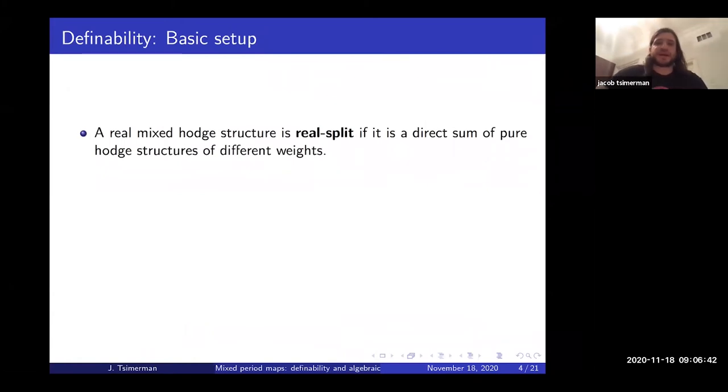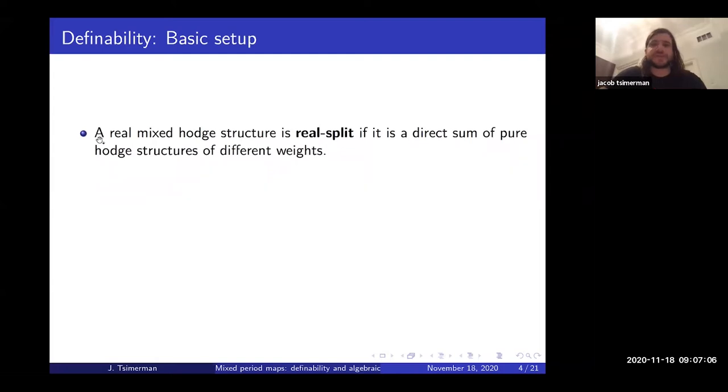Okay, so what I want to do now is describe the moduli space of mixed Hodge structures a little bit, sort of break it down into how it looks, and this will in turn lead us to describing the definable structure on it in a rather explicit way. So to do that, we first define the notion of a real mixed Hodge structure.